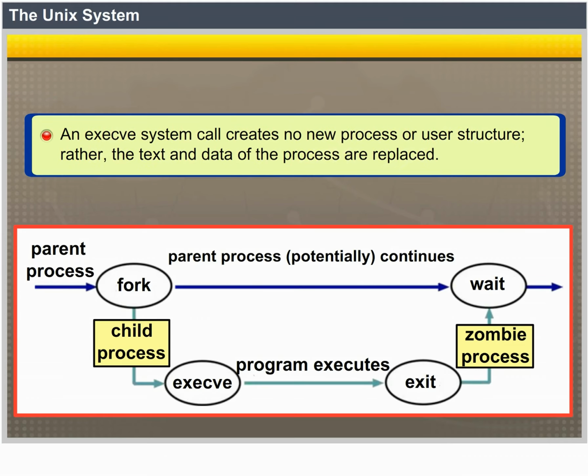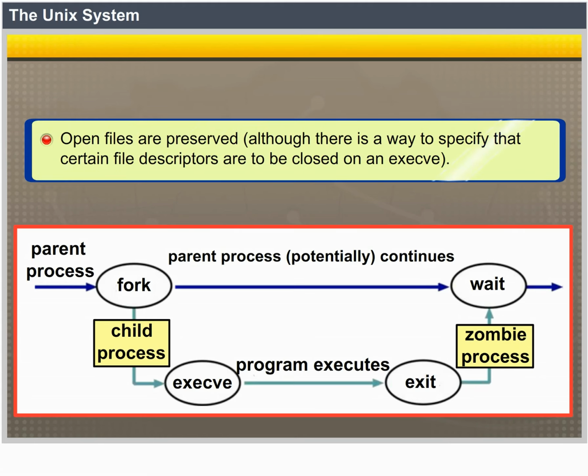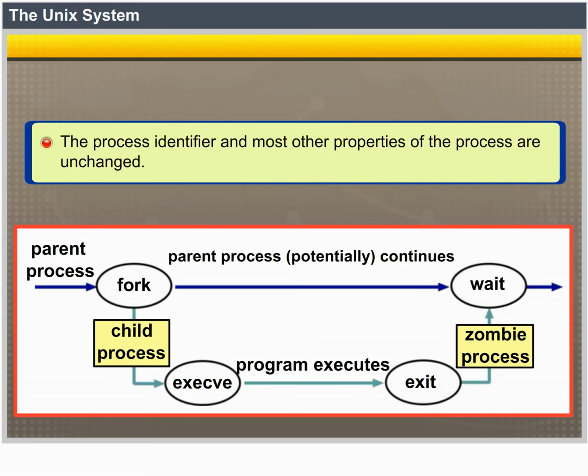An execve system call creates no new process or user structure; rather, the text and data of the process are replaced. Open files are preserved, although there is a way to specify that certain file descriptors are to be closed on an execve. Most signal handling properties are preserved, but arrangements to call a specific user routine on a signal are cancelled for obvious reasons. The process identifier and most other properties of the process are unchanged.